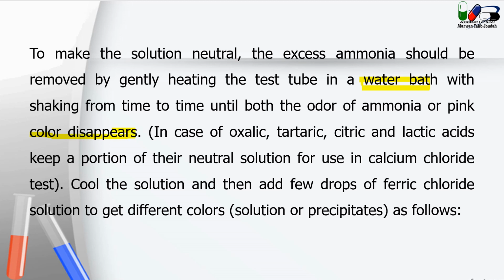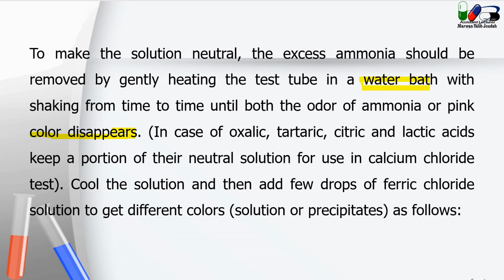For the smell, I'm not recommending that for you, because when you enter the lab, you will notice a lot of different smells, so you will not be able to distinguish between them. So please depend on the color disappearing. If the pink color disappears, then you're good to go.